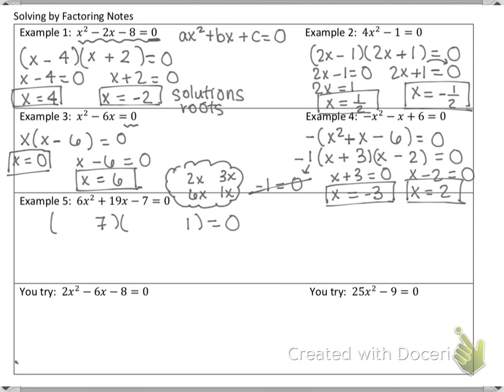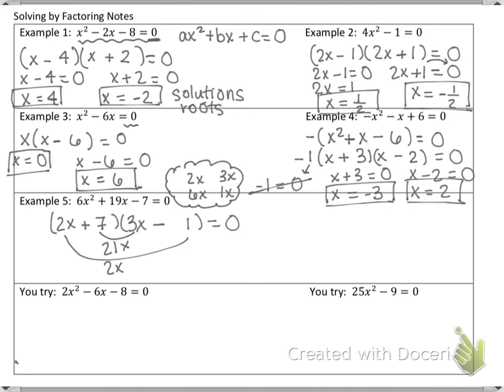I'm going to go with, let's do a 3x here and a 2x here. I didn't work this out ahead of time. I'm just kind of thinking it through as I go. So this guy, when you multiply the outer product, we get 2x. Multiplying the inner product, we get 21x. That can give us a sum of 19 in the middle if I make the 7 positive and the 1 negative. Let's see if that works.